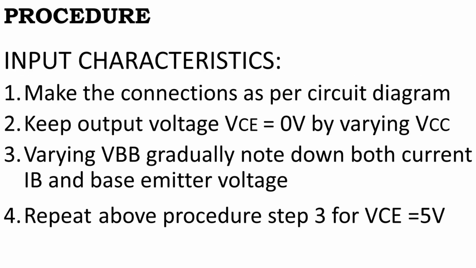Procedure. Input characteristics. Make the connections as per the circuit diagram. Keep the output voltage VCE equal to 0 volts by varying VCC. Varying VBB gradually, note down both the current IB and the base emitter voltage VBE. Repeat the above procedure for VCE of 5 volts.